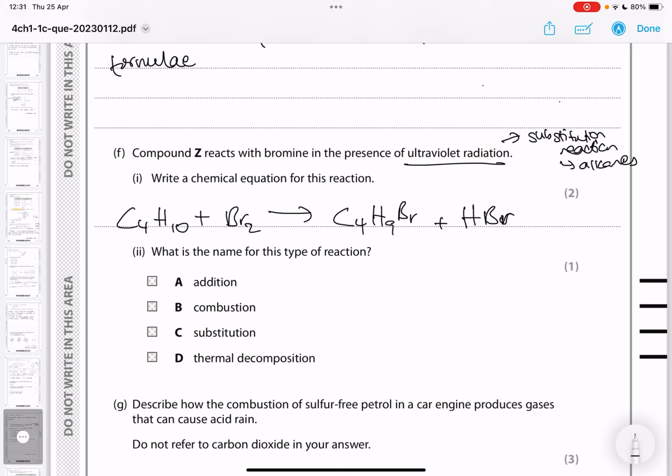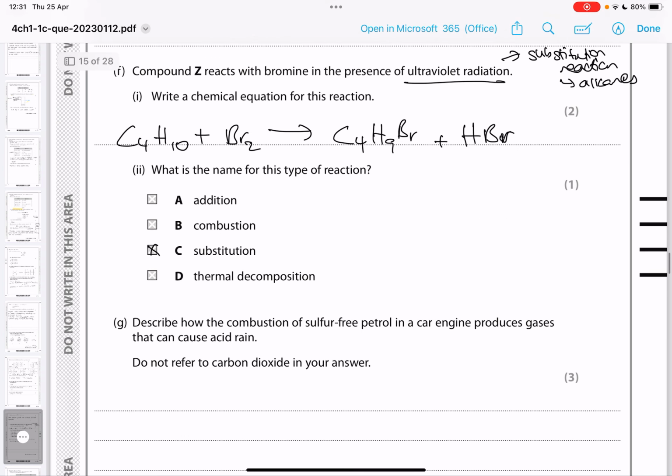What is the name for this type of reaction? It's substitution. Actually, let me just run through the substitution really quickly, because it might help you understand it if you see a diagram.